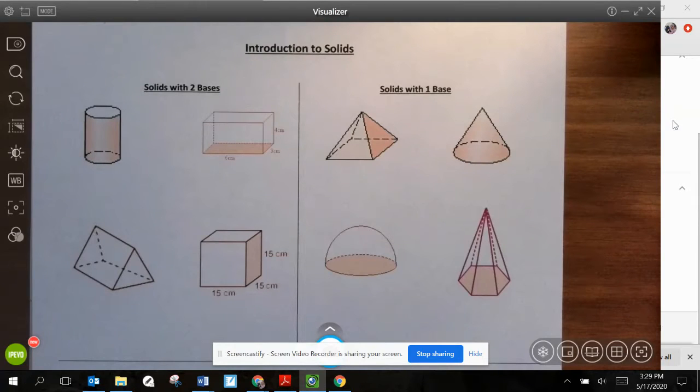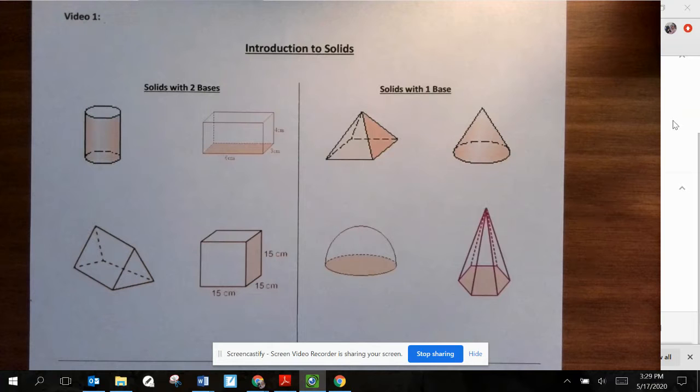Hi everyone, welcome to Unit 11 where we will be talking about solids. Solids is just another name for three-dimensional figures. So something that is a solid is like a soda can, it's a cylinder, it's something you can touch, it doesn't lay flat on a piece of paper. So here's just a quick introduction video to talk about some of the important vocabulary words you're going to hear in the next several videos and the rest of this unit, just so we're all on the same page.